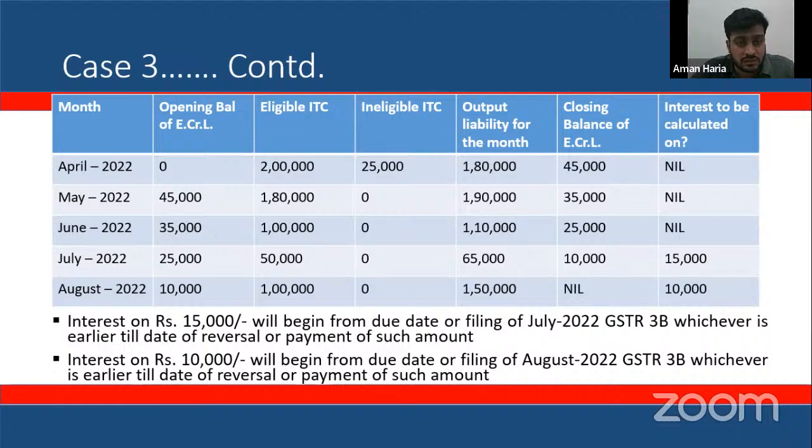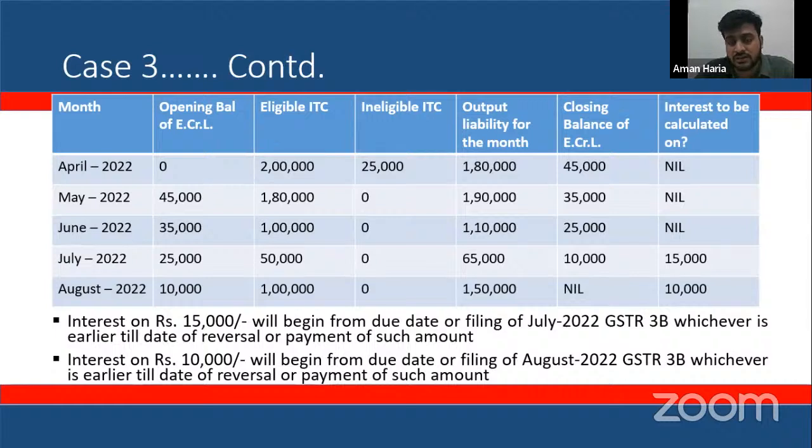Now, in June month, again, the balance in your electronic credit ledger is still 25,000, which is exactly 25,000 rupees, which was the exact amount of your ineligible ITC. Again, after GSTR 3B of June, you are not expected to pay any interest on this 25,000 because the 25,000 rupees ineligible ITC that you have claimed is still lying in your electronic credit ledger, which you have not utilized as yet. Only in July and August that falls below 25,000 rupees.